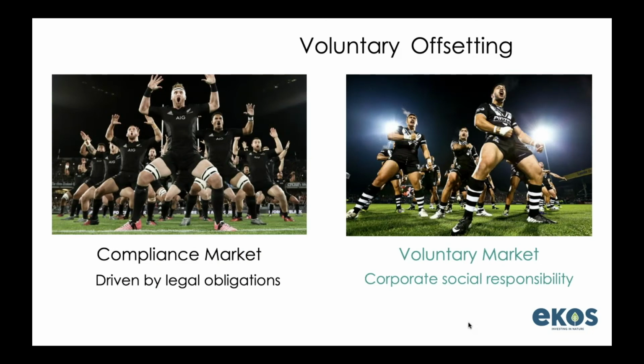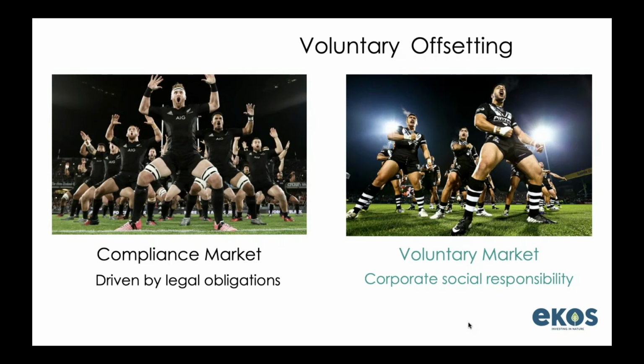So let's have a look at voluntary offsets. Now, I've got an image there of two types of rugby, rugby union and rugby league, and to the untrained eye, they both look like the same game. But of course, to people involved, they're quite different. And it's a bit like this with carbon. You've got the compliance carbon market, which is driven by legal obligations to reduce emissions. And then you've got voluntary carbon markets, which are driven by corporate social responsibility. And so they're different markets.